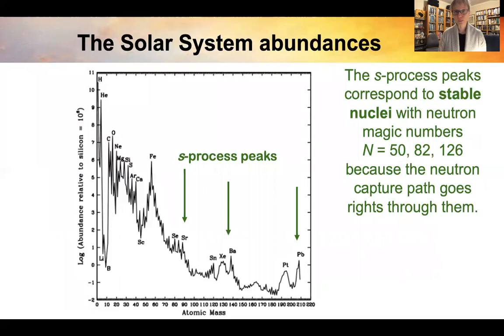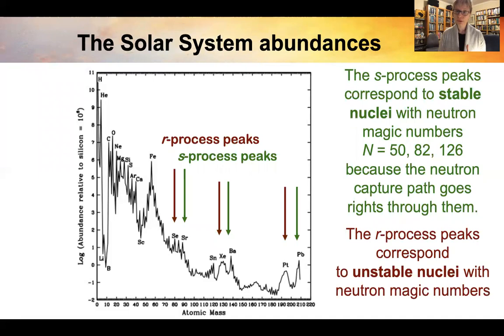All right, so our S process peaks correspond to nuclei with neutron magic numbers, N of 50, 82 and 126, because the neutron capture path goes right through them. The R process peaks correspond to unstable nuclei with neutron magic numbers. You decay and then you decay back and you end up to the left of the S process peaks. So you end up at xenon and platinum as opposed to barium and lead.